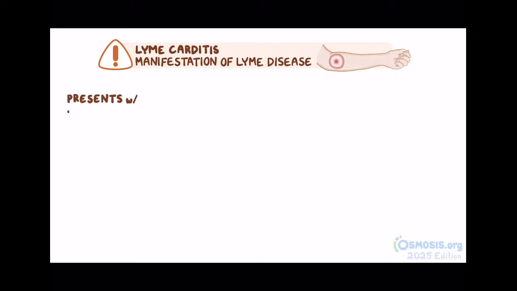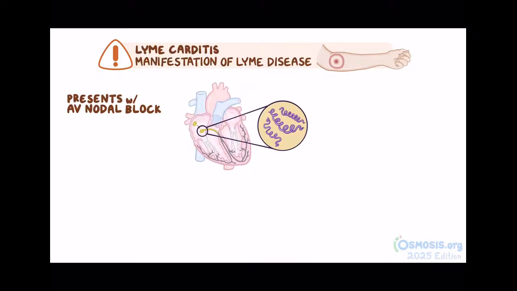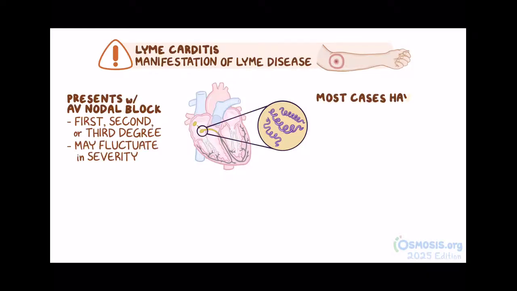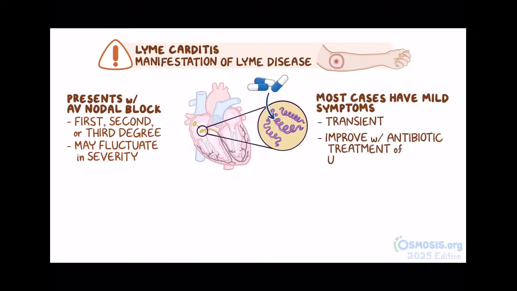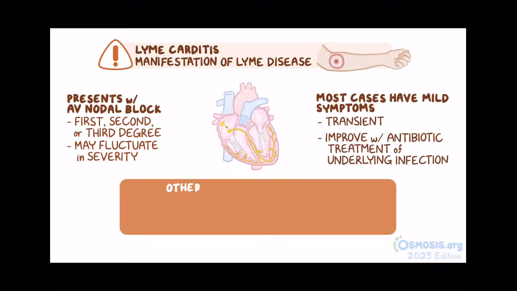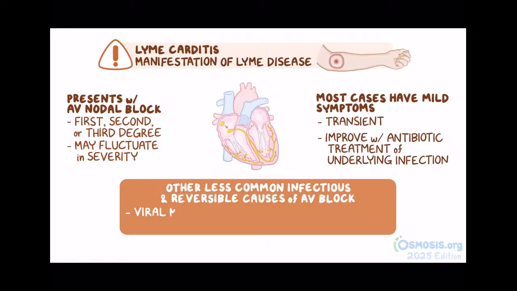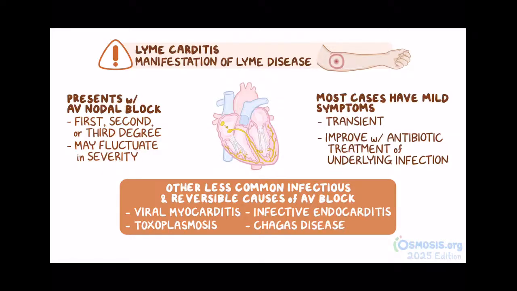Now here's a high-yield fact. Lyme carditis, a manifestation of Lyme disease, commonly presents with AV nodal block, which can manifest as first, second, or third degree, and may even fluctuate in severity. Luckily, most cases have relatively mild symptoms, which are transient and improve with appropriate antibiotic treatment of the underlying infection. Other less common infectious and reversible causes of AV block include viral myocarditis, infective endocarditis, toxoplasmosis, and Chagas disease.